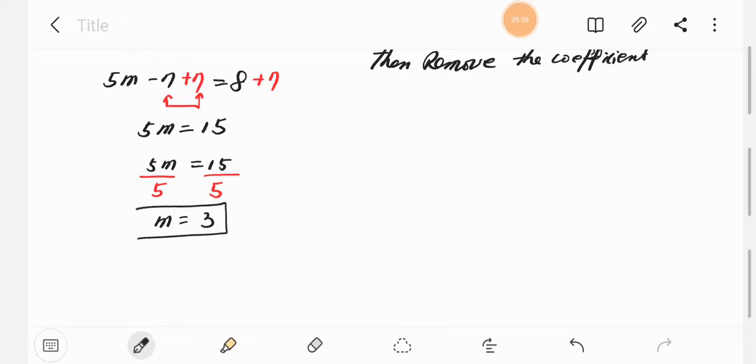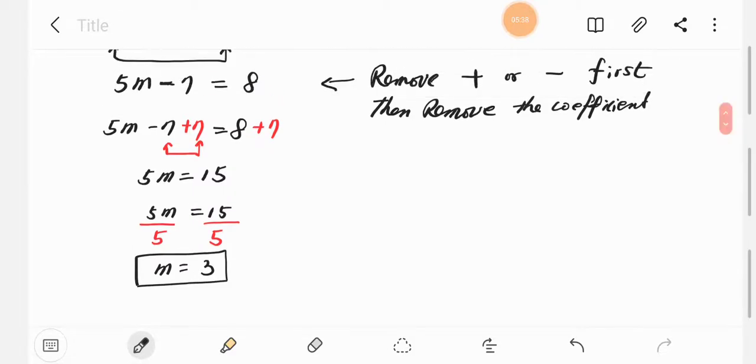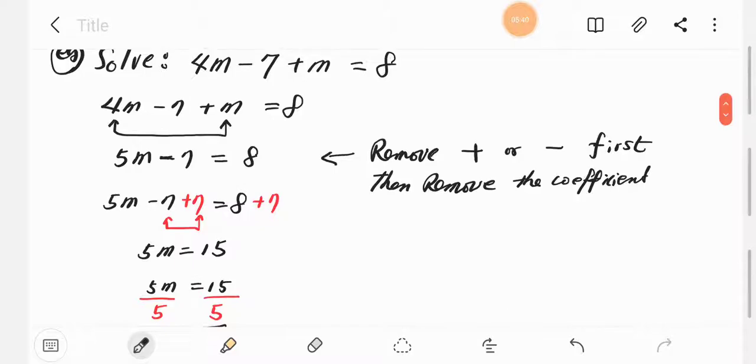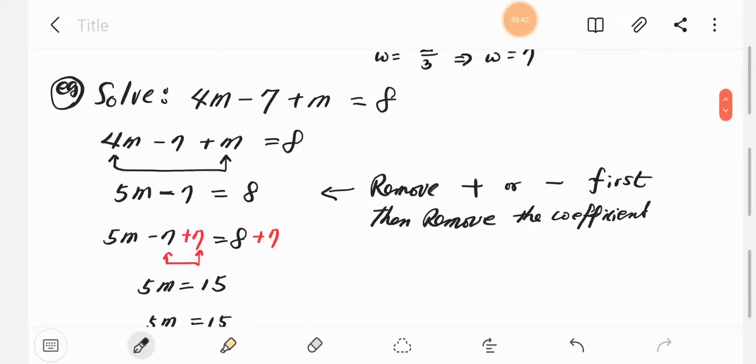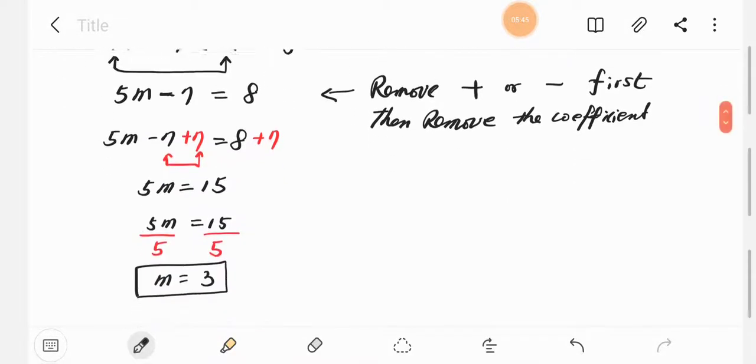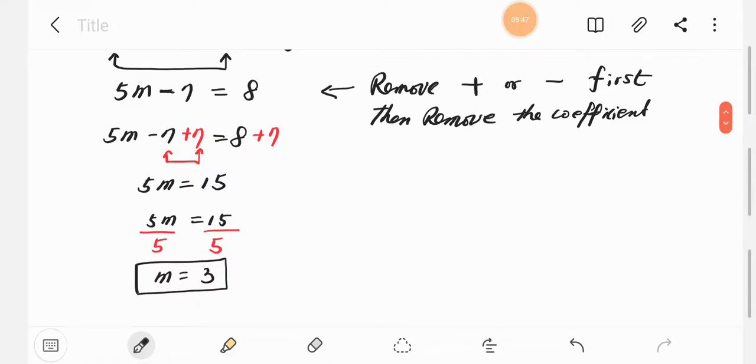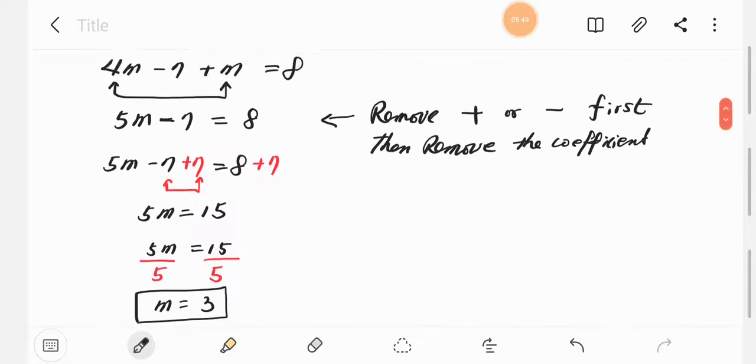So this is the solution. If m equals 3, then the left-hand side of the equation will be 8. Right. Can you see it?